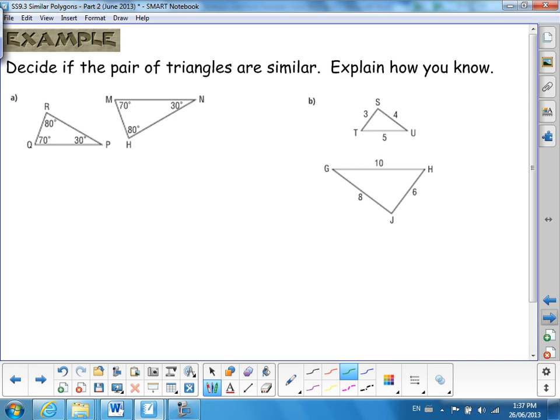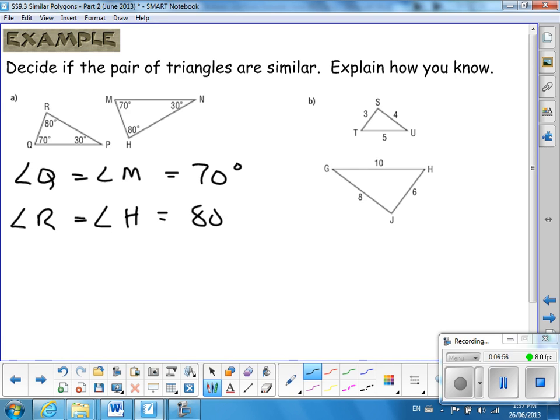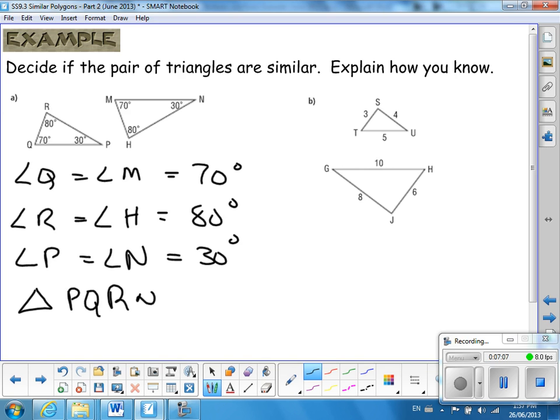All right, decide if the pairs are similar and explain how you know. So we can look at this one and see if we have matching angles that are equal. Angle Q equals angle M, and they're both equal to 70 degrees. We have angle R equals angle H, because they're both 80 degrees, and we have angle P equals angle N, which equals 30 degrees. So we can say that triangle PQR is similar to triangle NMH.